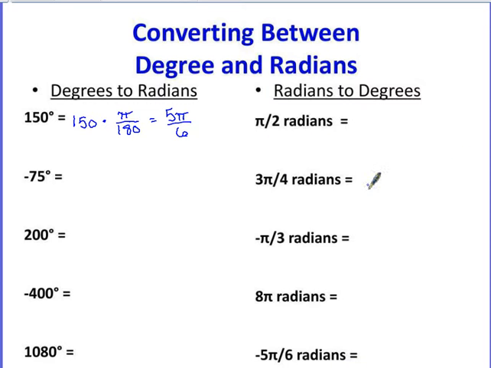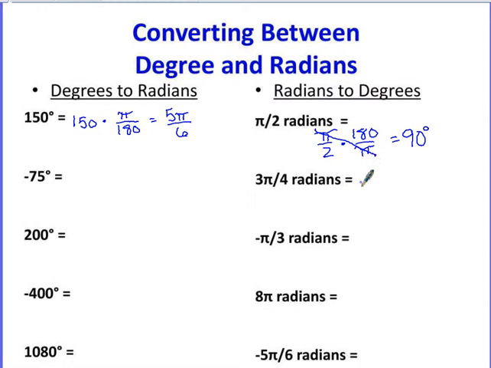Alright, then we're going to go the other way. So I have pi over 2 radians, and to change it to degrees, I'm going to multiply it by 180 over pi. Okay, in this case, the pi's cancel each other out. So really I have 180 divided by 2, so that would be 90 degrees. Okay, so when you're going from radians to degrees, pi on the top, pi on the bottom, they would cancel each other out. And then you just have 180 divided by whatever was on the bottom of your fraction.